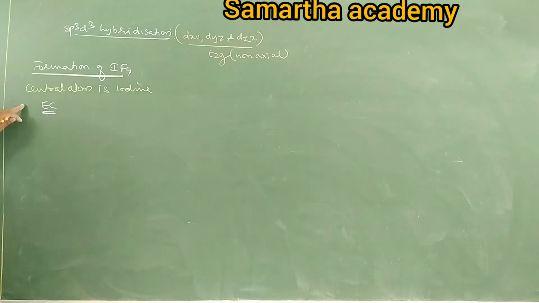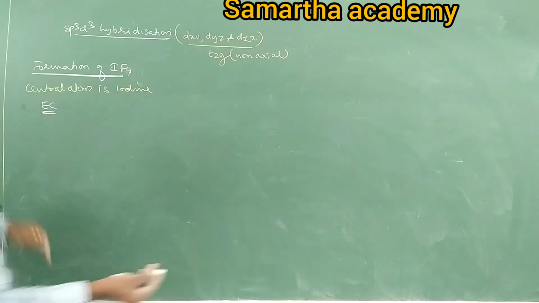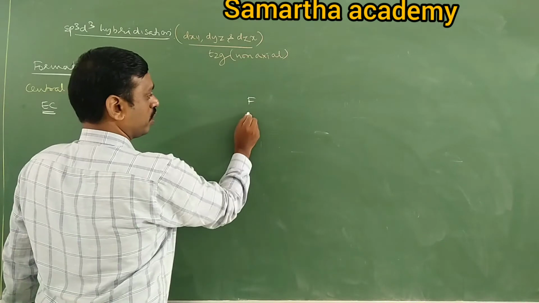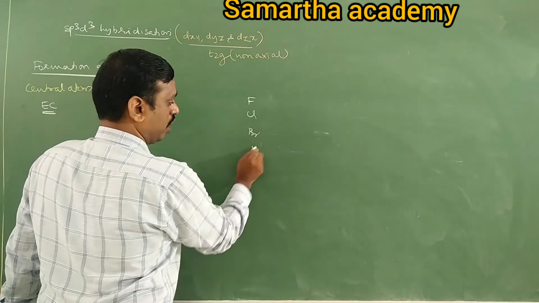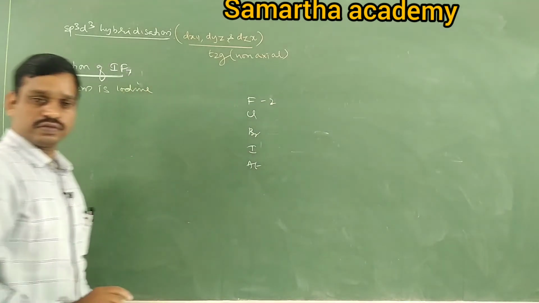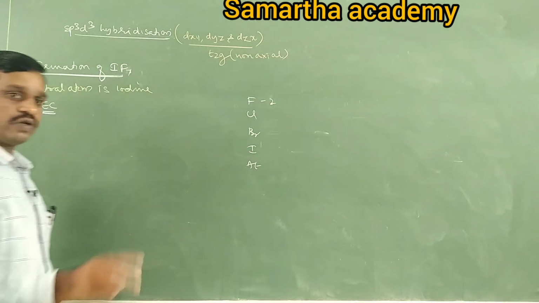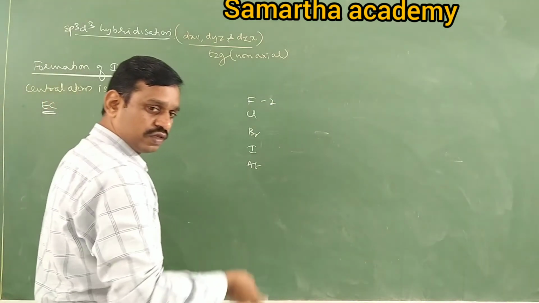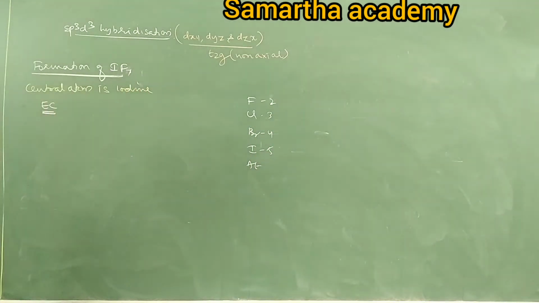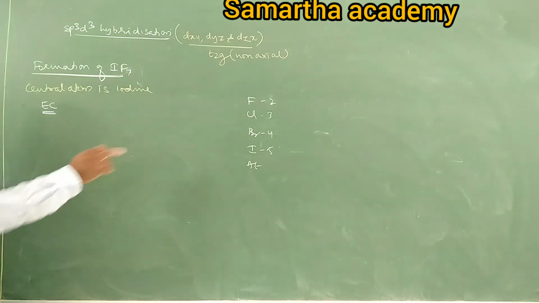Iodine belongs to which period? Fluorine, chlorine, bromine, iodine. Fluorine is in the second period, not the first period, because the first period has only two elements, hydrogen and helium. Then second, third, fourth, fifth. So therefore iodine is in the fifth period.